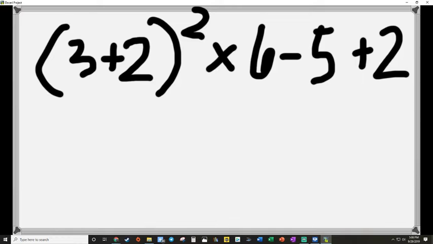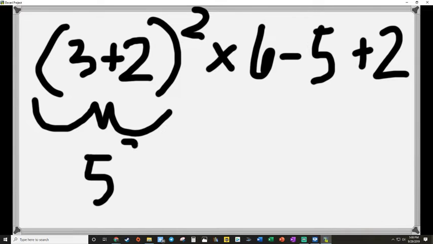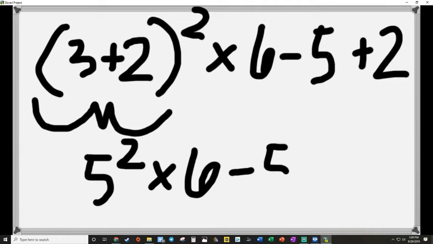PEMDAS tells us do everything in the parentheses first. So we're going to do this first before we do anything else. The parentheses is just 3 plus 2. If we rewrite it, 3 plus 2 equals 5. So the 5 keeps the squared for right now, times 6 minus 5 plus 2.